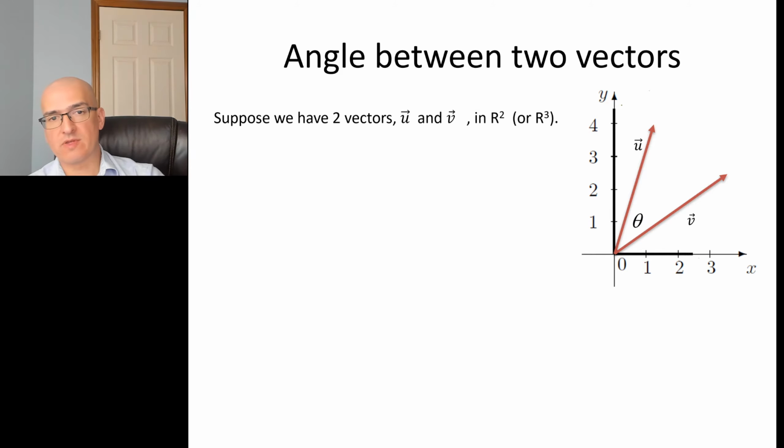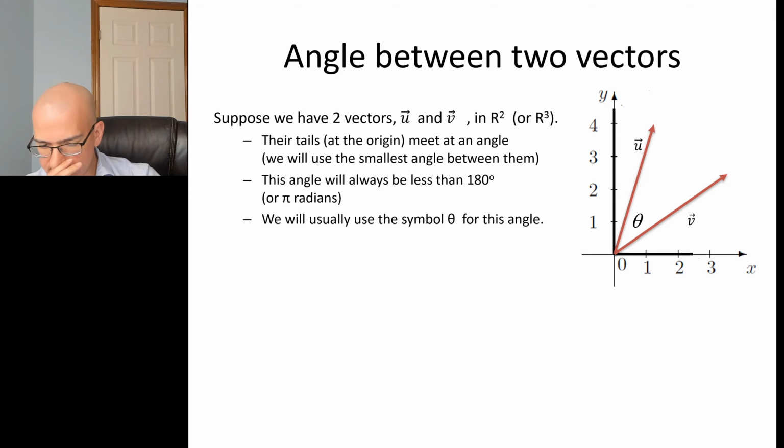There's actually two angles between them. There's a small angle that's drawn here and the big angle that goes all the way around. When we talk about the angle between two vectors, we will always talk about the small angle, the smallest angle. One thing to note is that this smallest angle will always be under 180 degrees, also referred to as pi radians, if you're used to working in radians. We're going to use the symbol theta for angles. So that's the symbol that's in between the u and the v vectors.